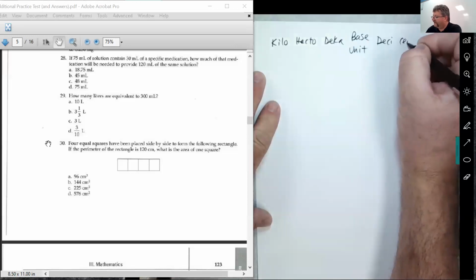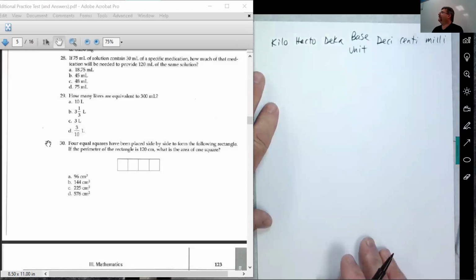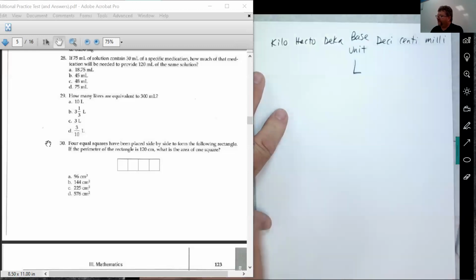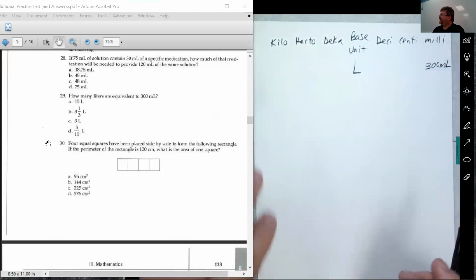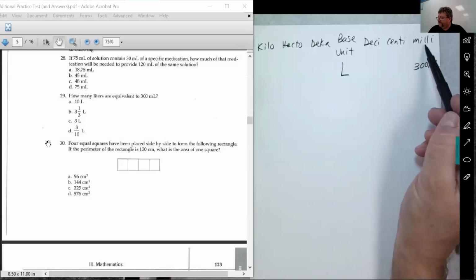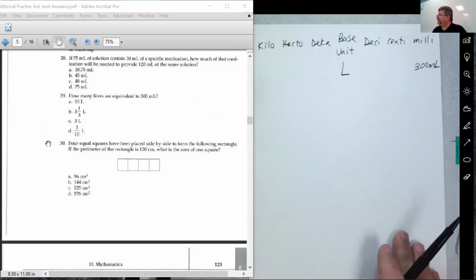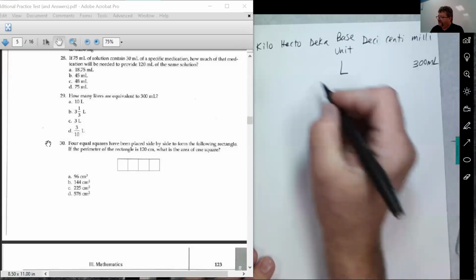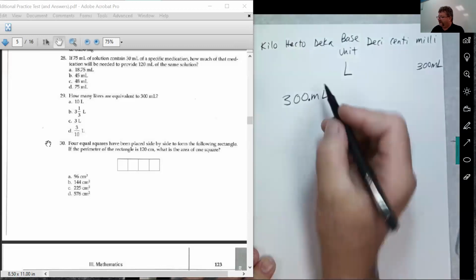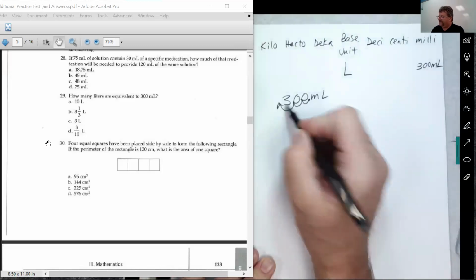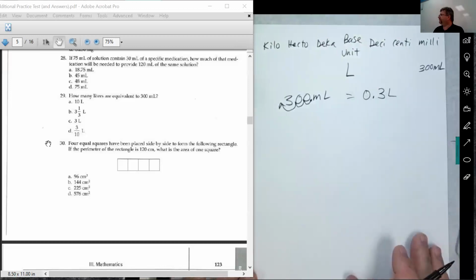Deci, centi, milli. Okay, so how many liters? I want to know the base unit of liter if I have 300 milliliters. So how do you go from milliliters to liters? Well, I go 1, 2, 3 steps to the left. So if I've got 300 milliliters, my decimal is there after that 0. I need to go 1, 2, 3 steps to the left. So it's going to be 0.3 liters.